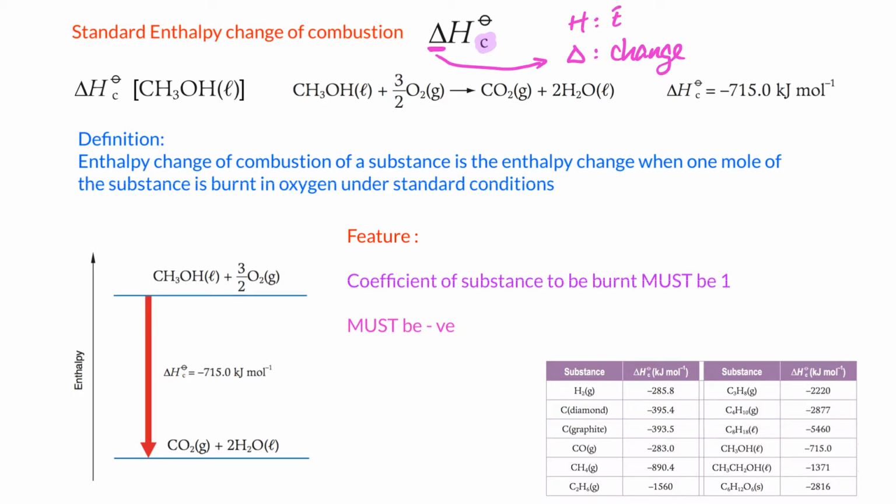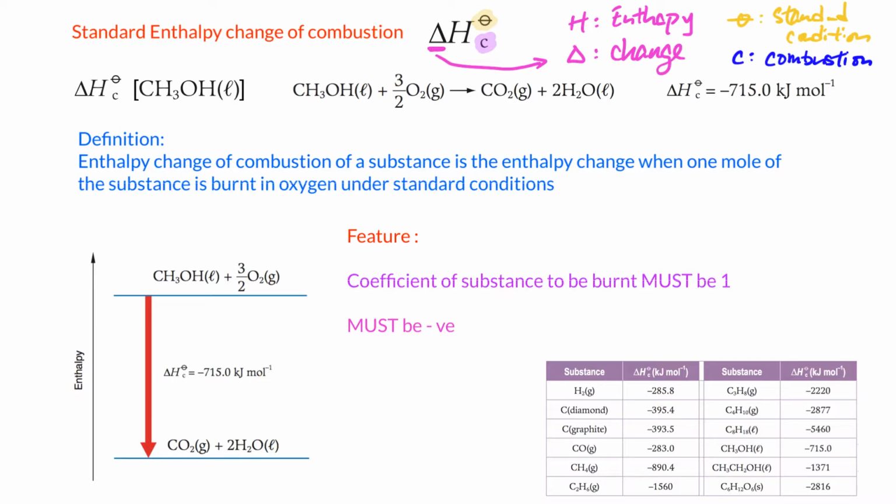H means enthalpy, and then we have this symbol, which represents standard condition. And then finally, our main character here, that will be C. C stands for combustion. So basically, when you look at a symbol like this, you will know that it means standard enthalpy change of combustion.